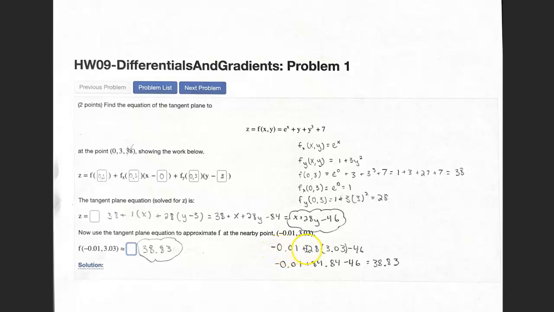Negative 0.01 plus 28 times 3.03 minus 46, and just solve that out here to get 38.83. And then I just wrote that final answer over here, just for clarity, really. But that's all I got for y'all. How to find the equation of the tangent plane.